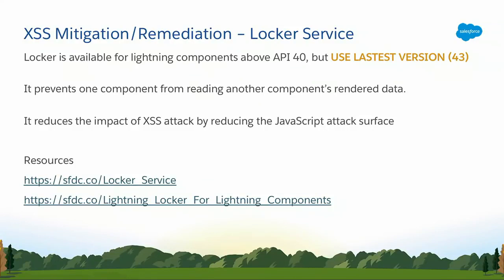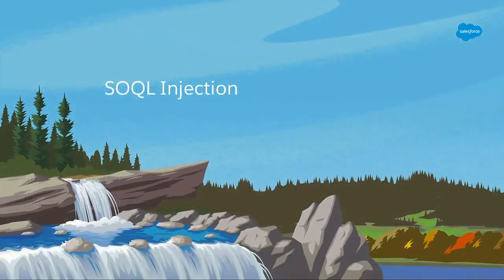Basically, it prevents components in iframes and in frames from talking to other components, the rendered data, and having access to that rendered data. And it reduces the attack surface of JavaScript, like I said, by encapsulating it. I don't have a lot of time to go deeply into Locker Service, but I'd love to talk to you about it more over at the security station, and then we have a couple of links here for some trails that you can take. All right, so that's XSS.